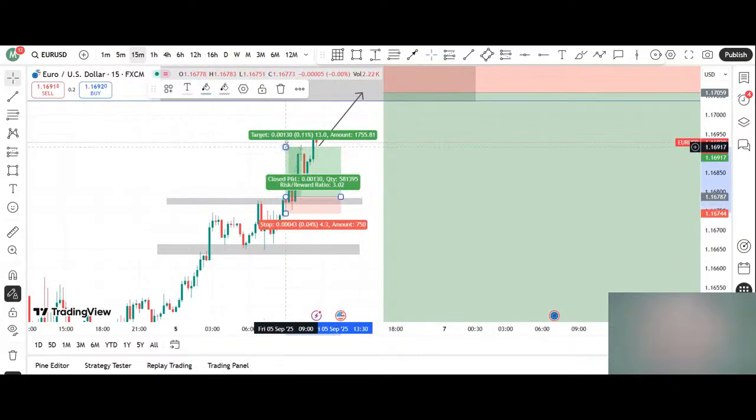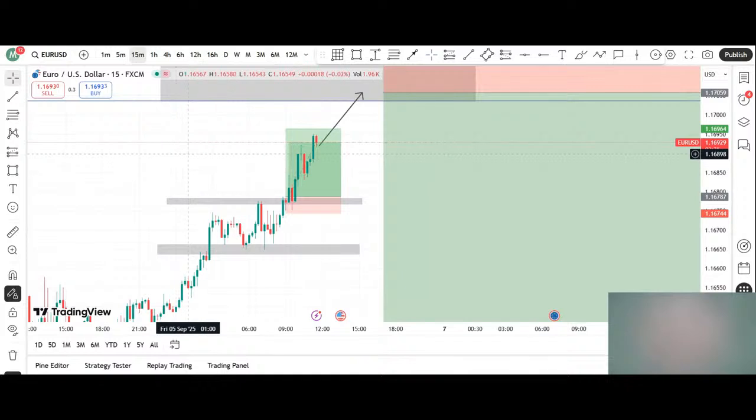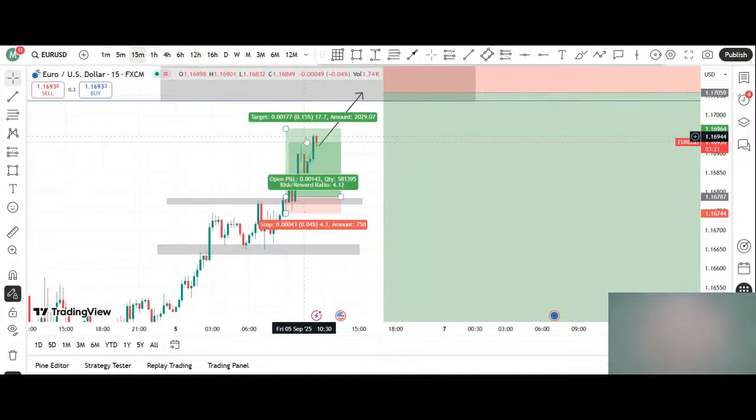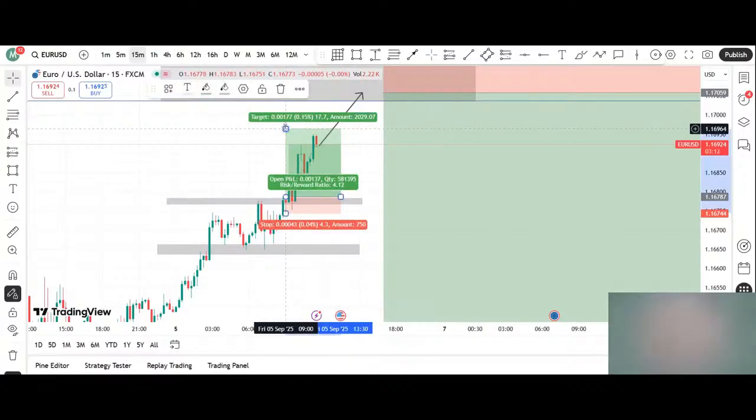And then I would look to just catch 20, 30 pips a time. So how many pips is that? 20 pips? No, 202 pips. Can't be. That can't be 202 pips.